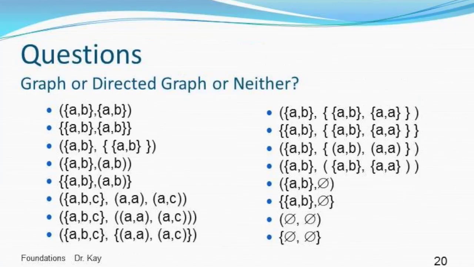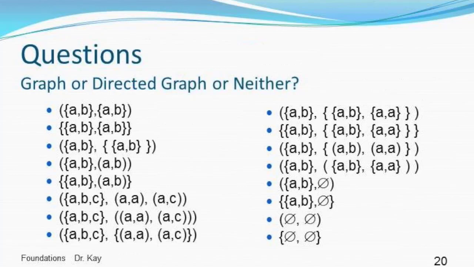Okay, so I want to go back to making sure that you understand exactly how we represent graphs and how we're going to represent graphs for this class. So here's a bunch of pairs, sets, all sort of a mishmash. And I want you to look at this, just pause the video, go through it and say, which of these are graphs? Which of these are directed graphs? Some may be both, and some are neither.